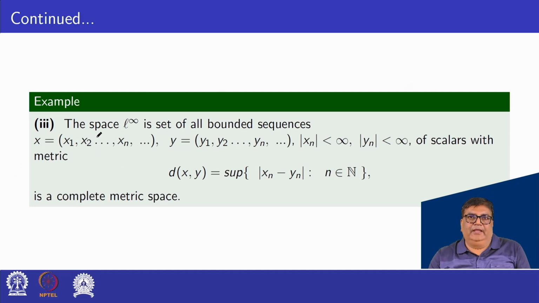Next example. The space L infinity is the set of all bounded sequences. X is equal to x1, x2 and so on, and Y is equal to y1, y2 and so on, where mod x_n is less than infinity and mod y_n is less than infinity, because these are bounded sequences of scalars, with metric d(x,y) equal to the supremum of mod x_n minus y_n, such that n belongs to N. This is a complete metric space.